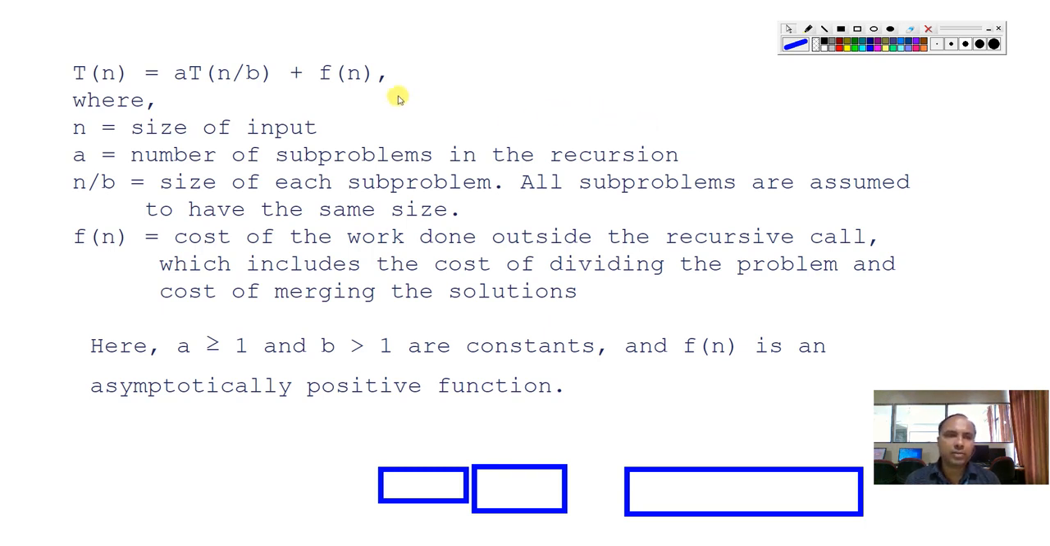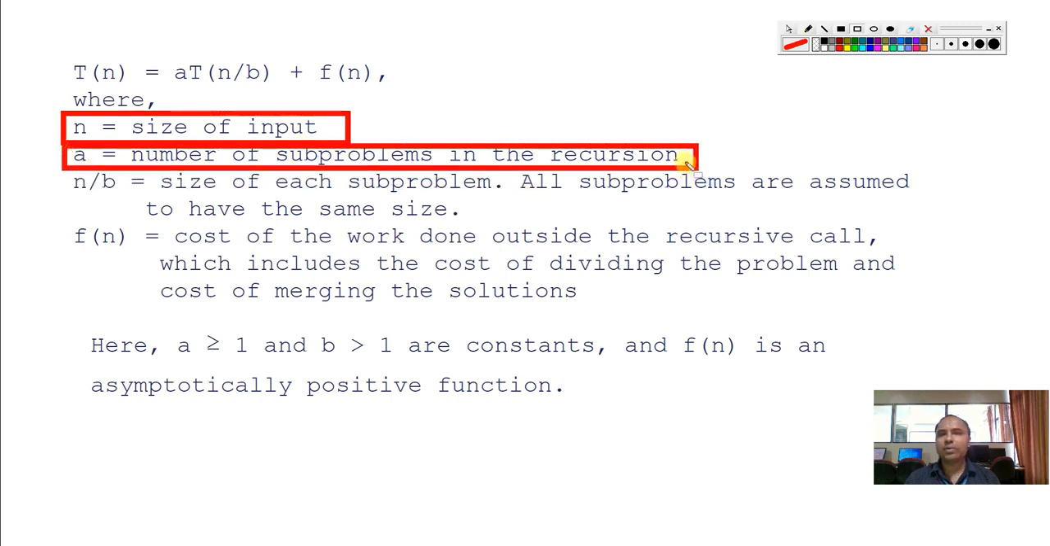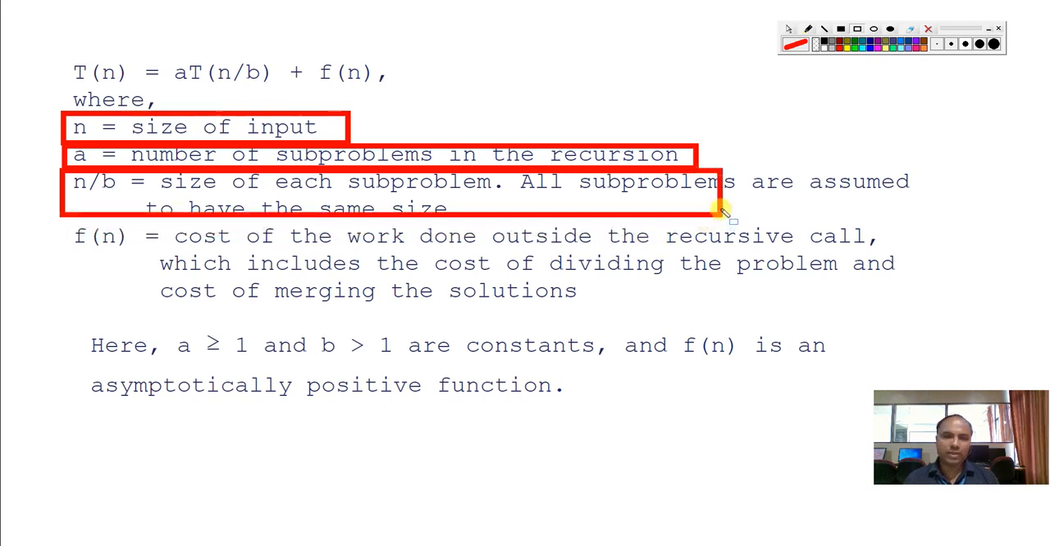Now let us try to understand all these terms. What does this n indicate? n is the size of the input, while a is the number of subproblems into which you have divided your problem, and n divided by b indicates the size of each subproblem. We usually know that whenever we have any problem, we are always subdividing it into various subproblems, right? And to solve such a recurrence equation, the master theorem is applied.